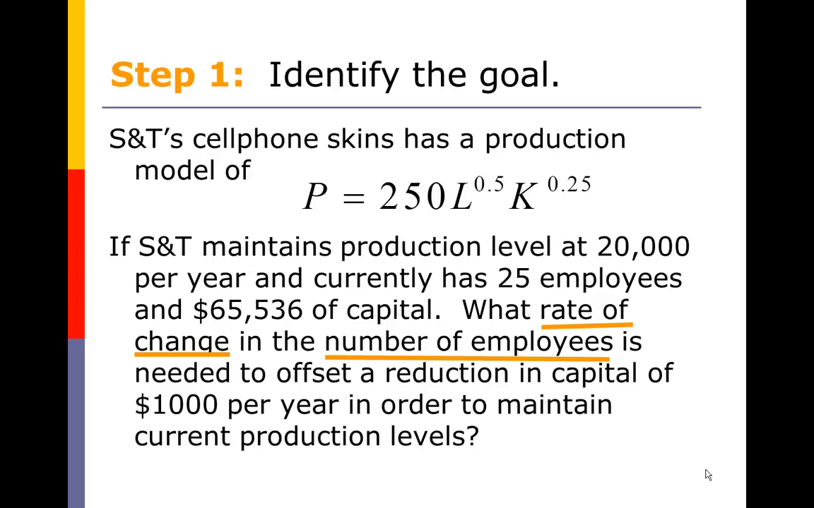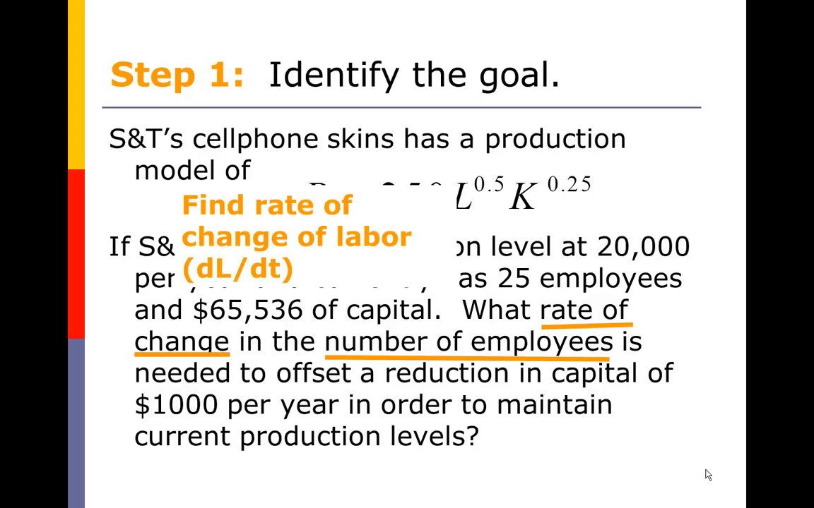And so remember that in this production model, L represents labor, so that would be the number of employees, and K represents capital, and P represents production, the production level. So for us, we are looking for a derivative because rate of change is the derivative, and since we're talking about employees, we want dL/dt. That's what we're looking for. So we want to make an equation. We've got to find some equation with L in it, and we're going to take its derivative. That's eventually what's going to happen.